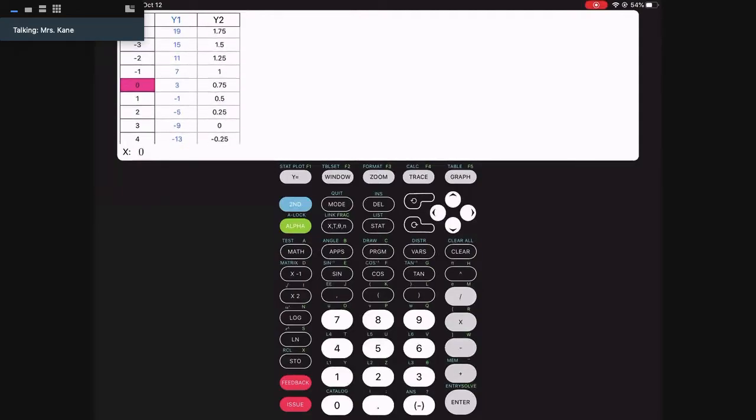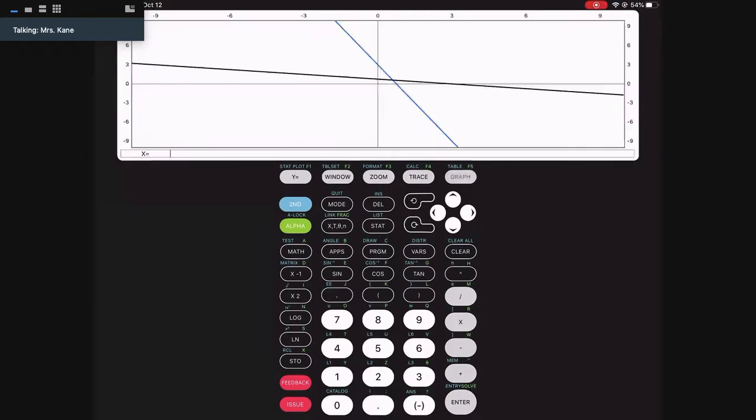Oh, right there, negative 1 and 7. So yeah, they definitely flip. So I had a point at 7, negative 1. Now I have a point at negative 1, 7. So that's good because that's what has to happen.